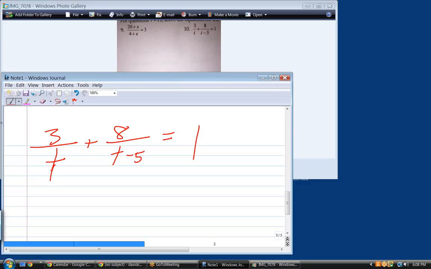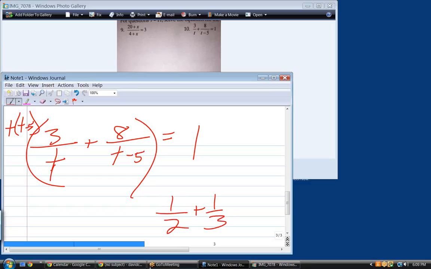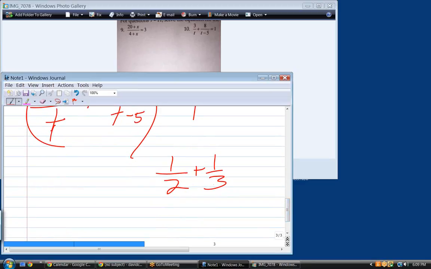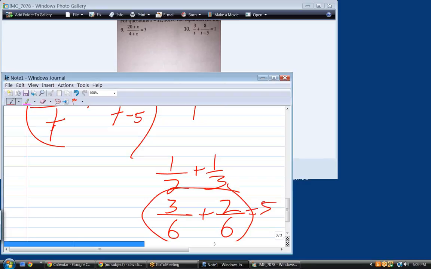What's my common denominator? It's t times t minus 5. That's always your common denominator. Let's look at this problem here. If I'm adding 1 half plus 1 third, my common denominator is 2 times 3. So the common denominator becomes 6. 1 half must be 3 sixths, and 1 third is 2 sixths. Now that I have a common denominator, I got 5 sixths.